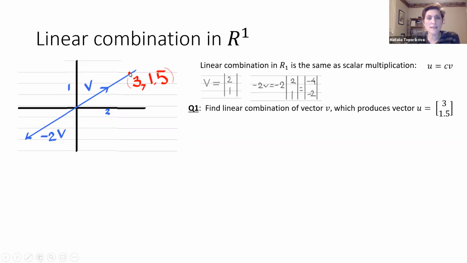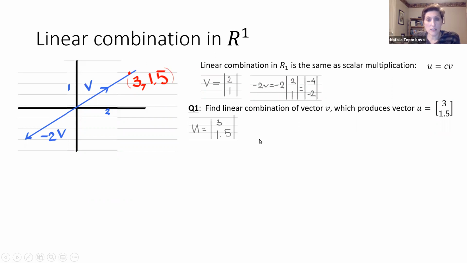Let's take a point, the point which is on the same line as our vector. Let's say x coordinate 3 and y coordinate 1.5. And let's see what kind of linear combination of vector v will give us this point. Or in other words, what kind of weight or parameter c will give us this point.